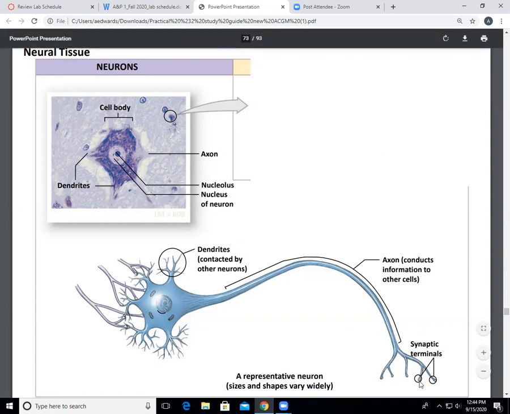Also on the end of the axon down here, you have these little endings. These are called synaptic terminals. Okay, that's another thing you'd be responsible for knowing. So these synaptic terminals might touch another neuron, they might touch some muscle, they might touch some other part of your body. But they are called synaptic terminals. It's a fancy way of saying nerve endings, but we don't say nerve endings, we say synaptic terminals.